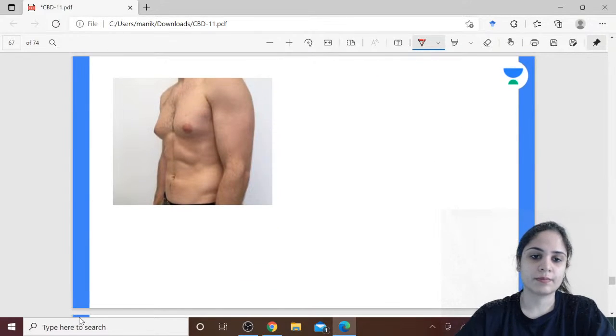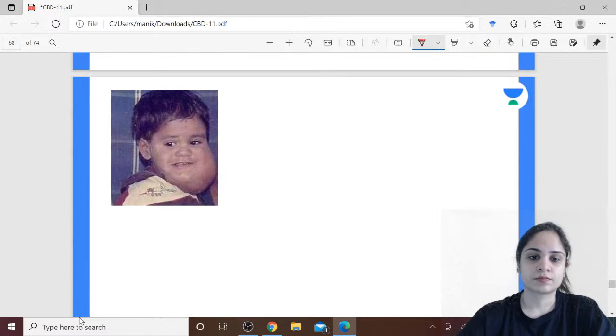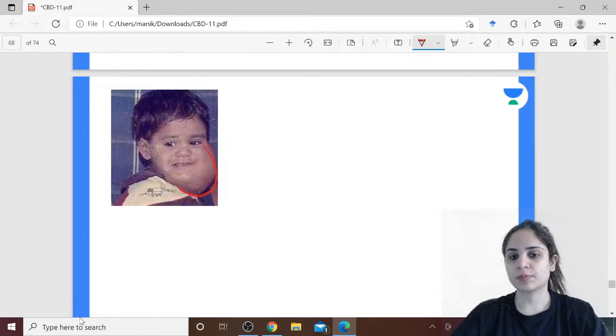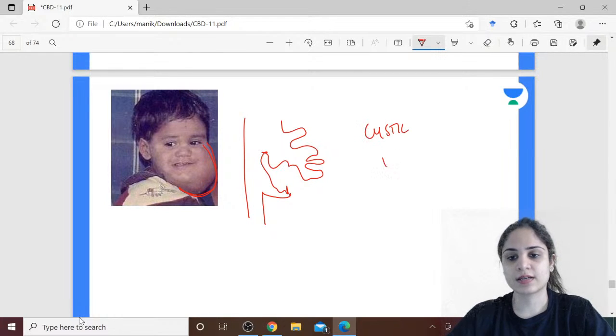Okay, this bilateral enlargement of the male breast is seen in gynecomastia. Anyone, what is this swelling seen in a child? The child is born with this swelling. It is due to abnormal lymphatic cysts that are getting sequestered and not joining the main lymphatic duct. This is called a cystic hygroma.